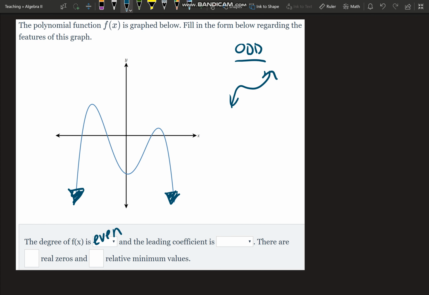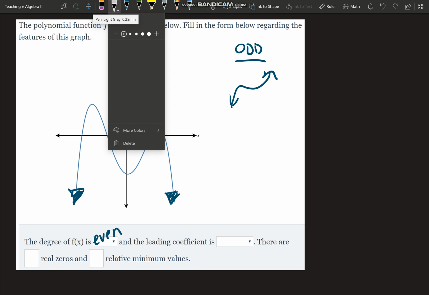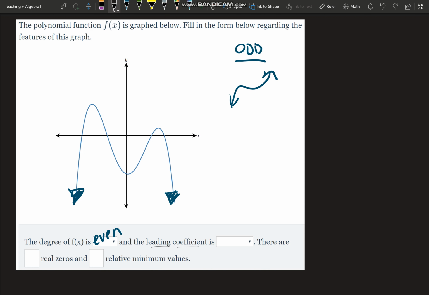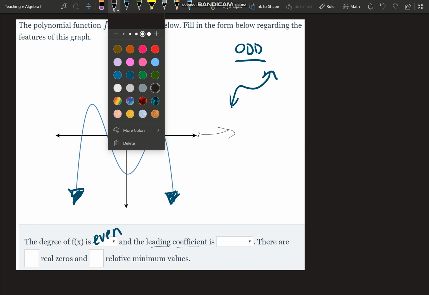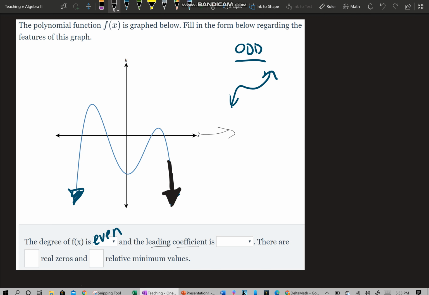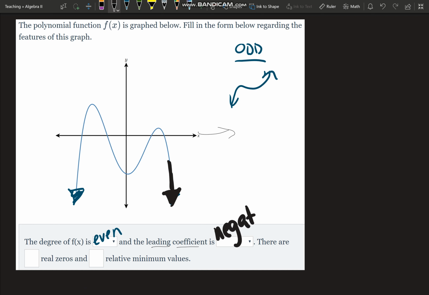Okay, so then it asks about the leading coefficient. Oh, I can choose the color. All right, so it's asking about the leading coefficient. Remember, leading coefficient tells us what happens as x increases. So as we go to the right, let me make my pen a little thicker. As we go to the right, what happens? The graph is going down to the right. So that means that the leading coefficient is negative. It has to be negative.